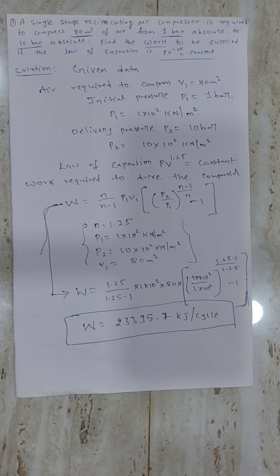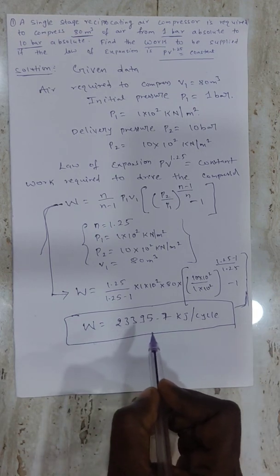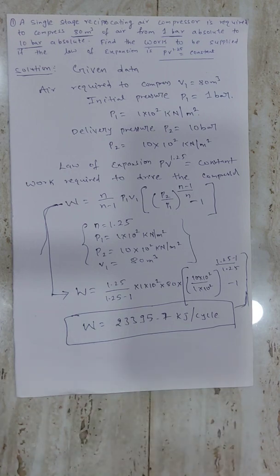If we substitute the given values in the above formula, we will get W is equal to 2339.77 kilojoule per cycle. Okay, this is the way of solving the problem. Next we will see another problem in the same way. Let's see a small problem.